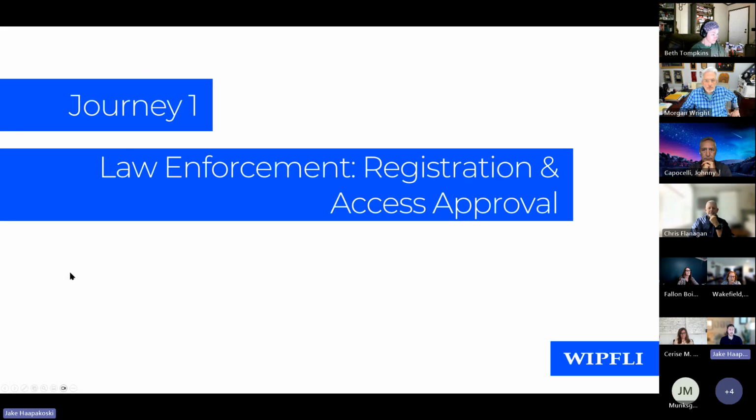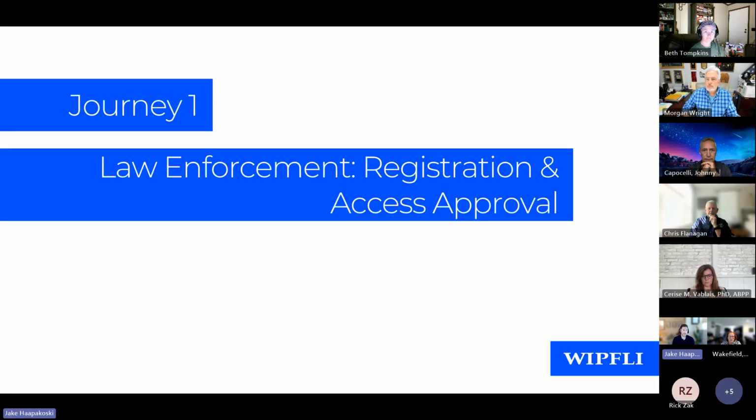But as I said here, we're going to start in Journey 1. I think there's about 6 or 7 journeys throughout the entirety of the law enforcement portal. And as I said, each journey has its own theme and focus of what we're trying to do. So inside of Journey 1 here is that registration and access approval.